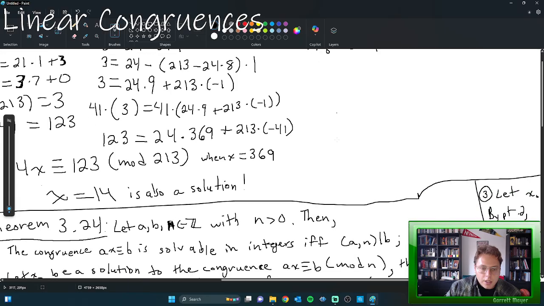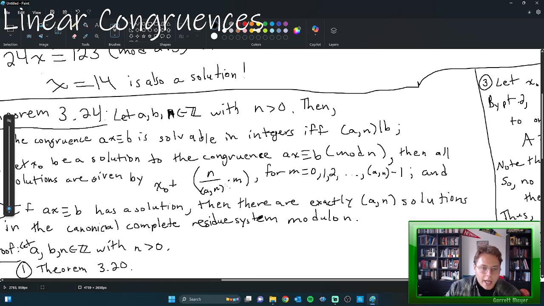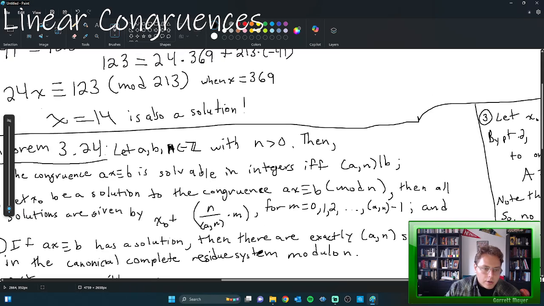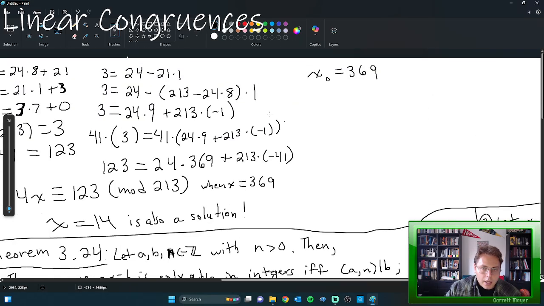And using this, we know that if we add or subtract this factor, n over GCD of a and n, we will get ourselves other solutions. So this is 213 divided by 3. I haven't actually done this part of the video yet, so I think that's right. Yeah, that's right. Okay, so that's just going to be 71.